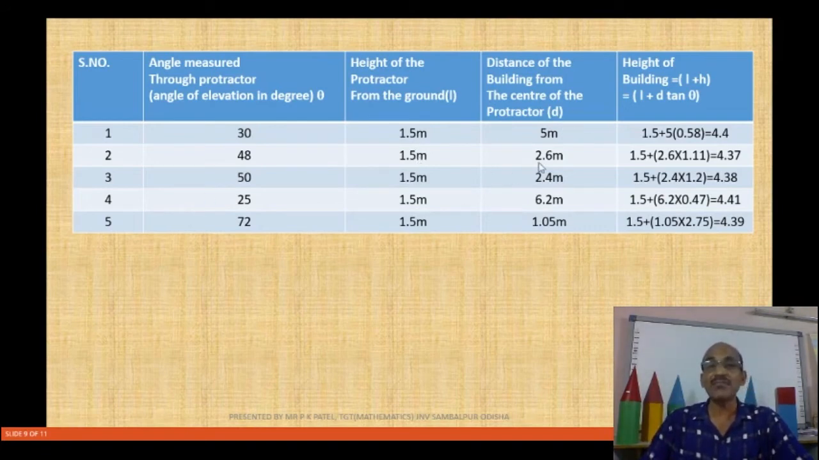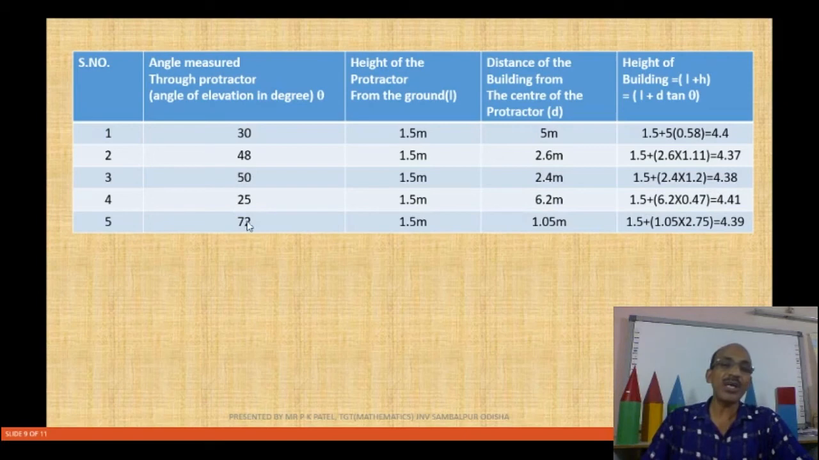Then the distance between the clinometer and the school building here is 2.6 meter. Using this data, after calculating, we get the height of the building as 1.5 plus 2.6 into 1.11. That is, tan 48 is 1.11. So on simplification we get 4.37. In the third case, the angle of elevation is 50 degrees and the height is 1.5, but the distance is 2.4 meter. So the height of the building after calculation is 4.38.